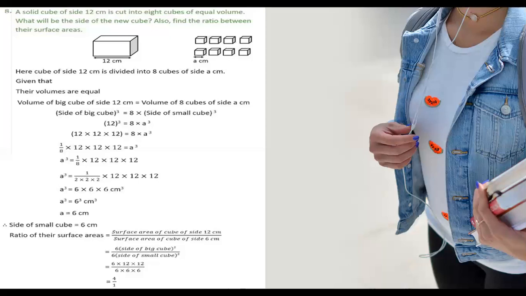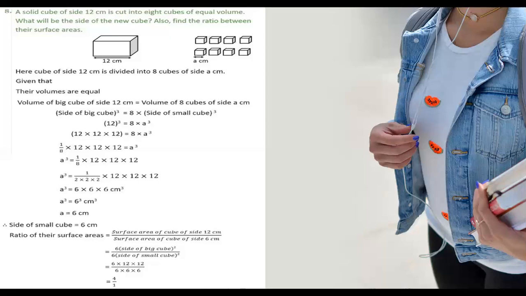So the volume of the big cube of side 12 centimeters is equal to the volume of 8 cubes of side A centimeters, that is, 12 cube is equal to 8 into A cube. Now this 8 and 8 will get cancelled. So we get A cube value as 6 cube centimeters by solving. So A is equal to 6 centimeters. So the side of the small cube is 6 centimeters.